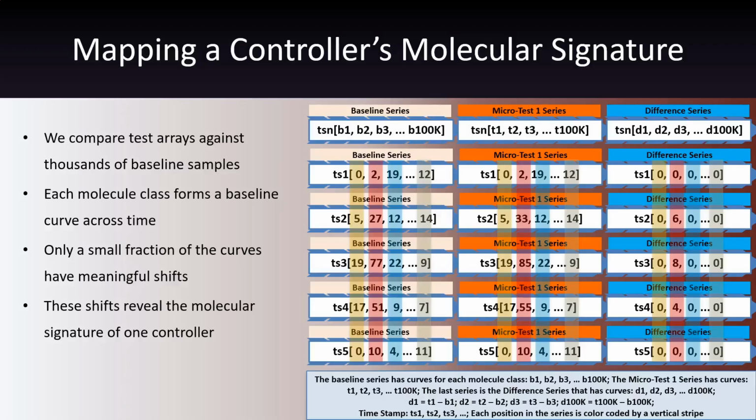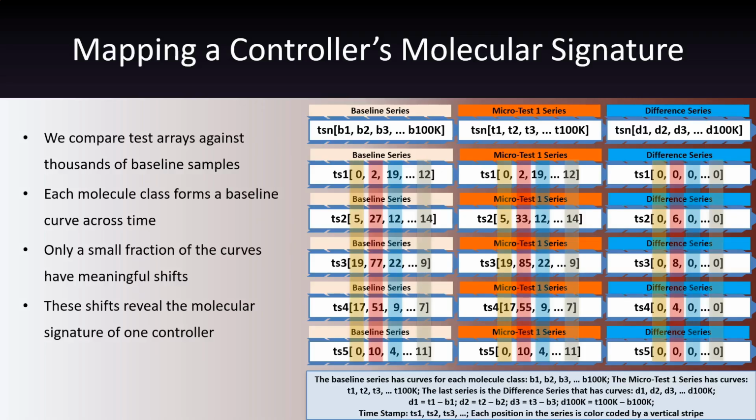Mapping a controller's molecular signature. To begin this process, we first need a baseline. What does a normal molecular array from a breath test look like? As a person goes through their everyday routines, we collect thousands of breath samples. Those arrays become our baseline, a reference set that shows how each molecule typically rises and falls across time. Each position in the array traces its own baseline curve.